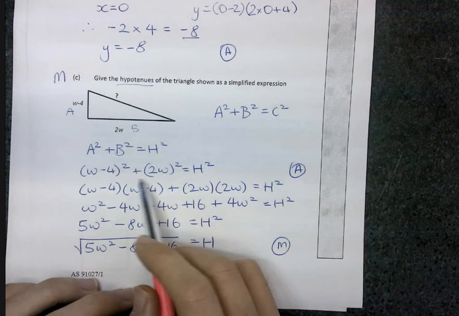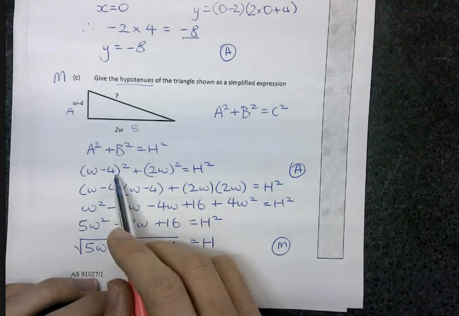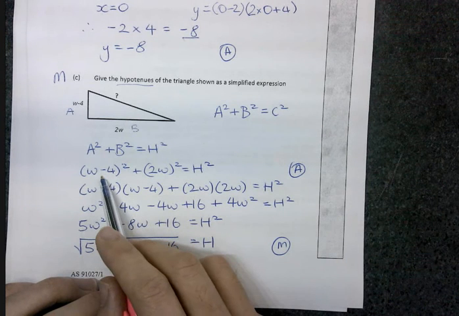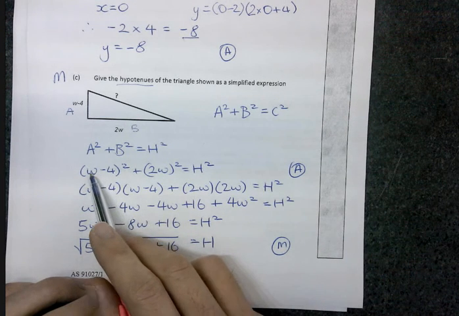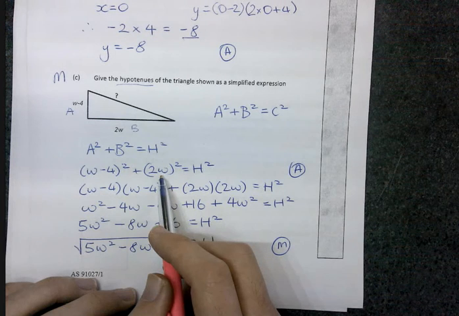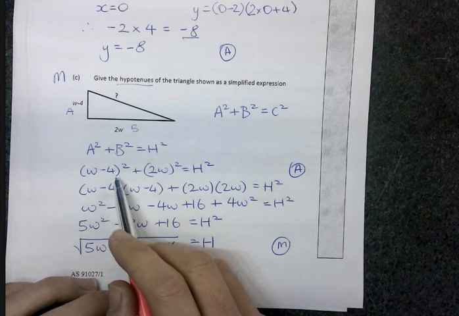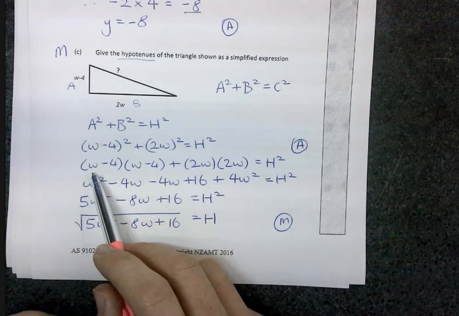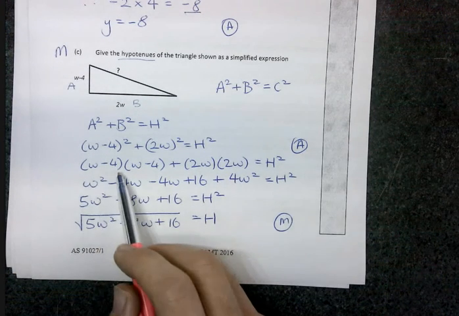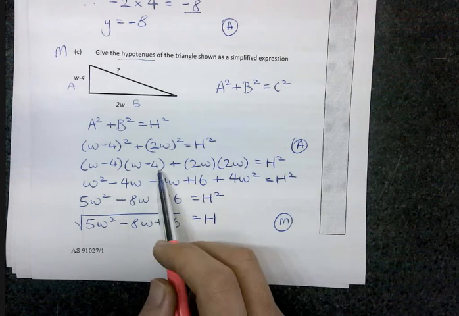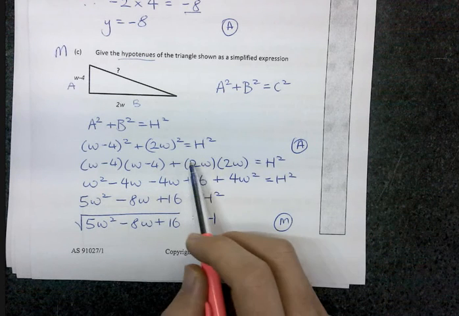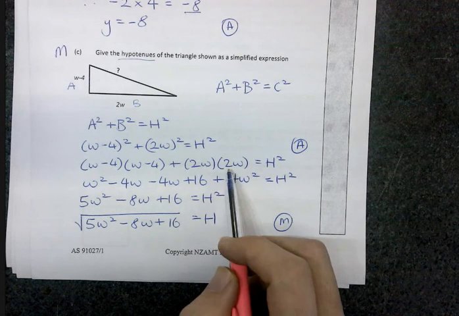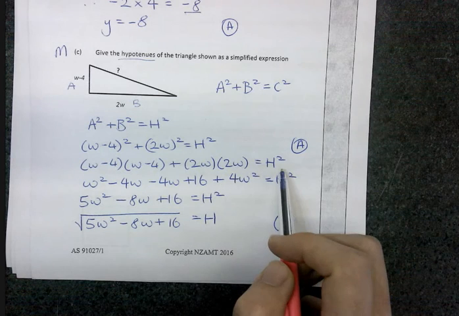Now I'm going to square those two. Watch out for the brackets I got there. It's important that you have brackets around it, because you would get a different answer if you didn't give brackets. So I have expanded things out. That will be (w − 4)(w − 4) when you expand it out, plus 2w times 2w, which is h².